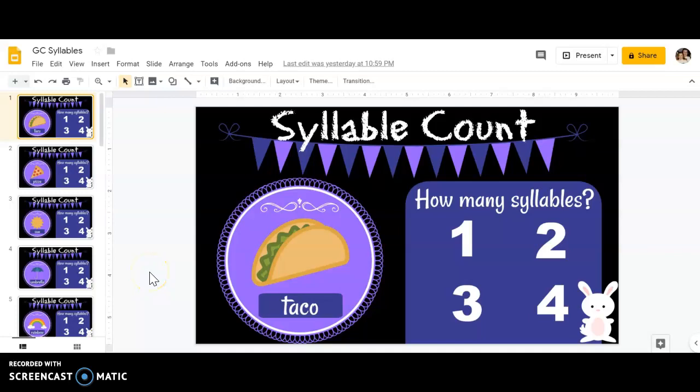Today's Google Classroom is about counting syllables. So each slide has a picture along with the word that matches the picture underneath. We're going to work with this picture and the word to see how many syllables are in the word.